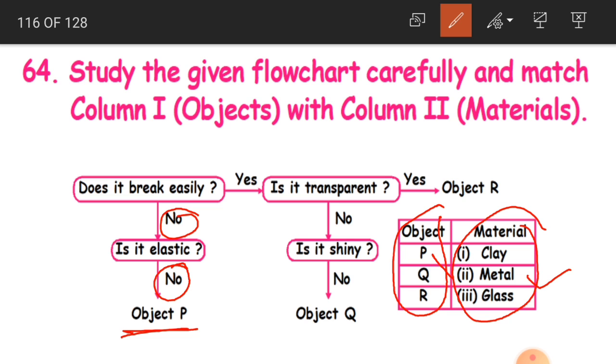Okay. Now we'll talk about R. What is R? Does it break easily? Yes. Is it transparent? Yes. From these three objects, children, what will be the answer? Glass, which can break easily and which is transparent. Okay. So R is equal to 3.